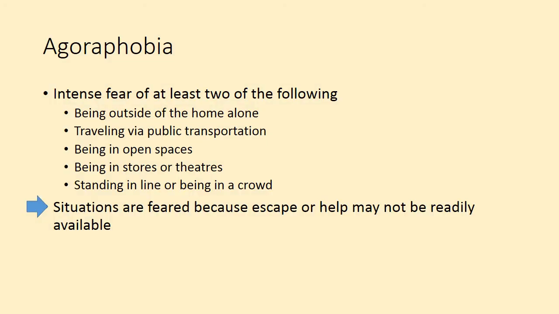The third category of phobias is agoraphobia. Agoraphobia comes from the Greek word meaning fear of the marketplace. There is intense fear of at least two of the following: being outside of the home alone, traveling via public transportation, being in open spaces, being in stores or theaters, or standing in line or being in a crowd. These situations are feared because escape or help may not be readily available. There are concerns over the possibility of fainting or losing control over bodily functions. Or for some, the fear involves concerns over the possibility of having a panic attack.